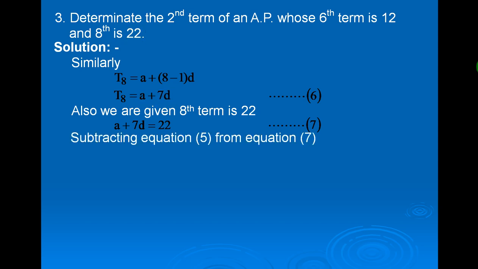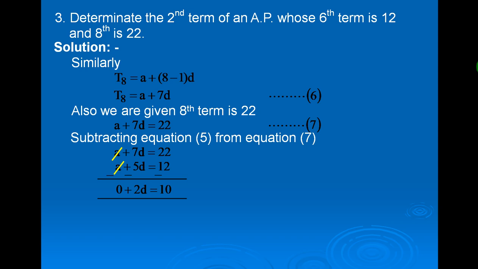Subtracting equation 5 from equation 7, we get a plus 7d is equal to 22, and a plus 5d is equal to 12. Equation number 7: a plus 7d is equal to 22. Equation number 5: a plus 5d is equal to 12. Now to subtract, change the sign. Now a and minus a cancel each other. 7d minus 5d becomes 2d, and 22 minus 12 is equal to 10.